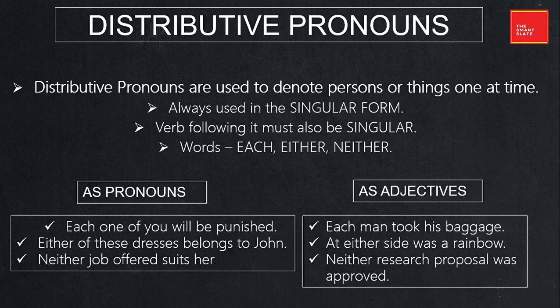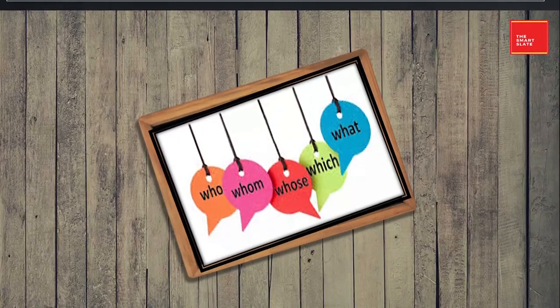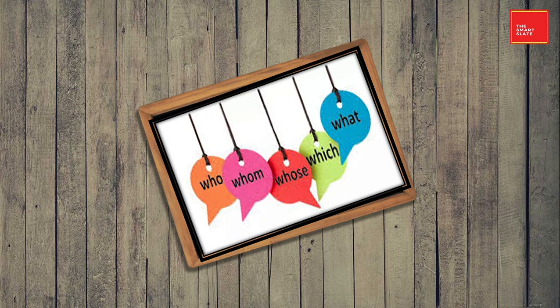So when you are trying to denote a person or a thing at a time in a singular sense, then it is termed as distributive pronoun. That is, the verb used is also in the singular form. But in the adjective here, each man took his baggage. At either side was a rainbow. Neither research proposal. It is again used with a noun, so it becomes adjective. And here it is used with verb, so it is pronoun. So here a few examples like who, whom, whose, which, what, all come under pronoun.